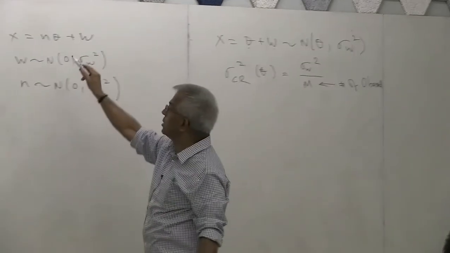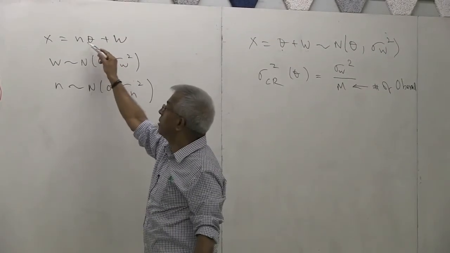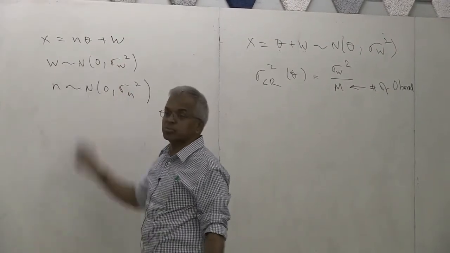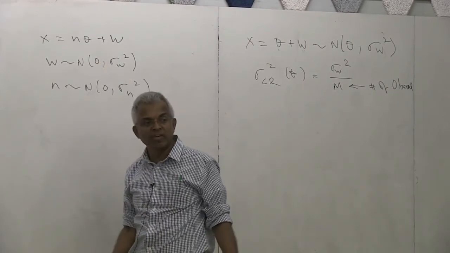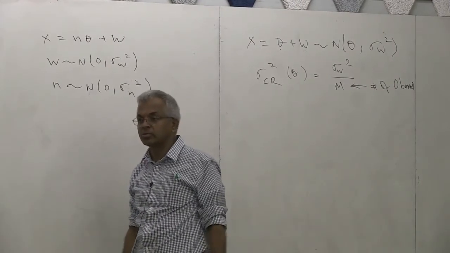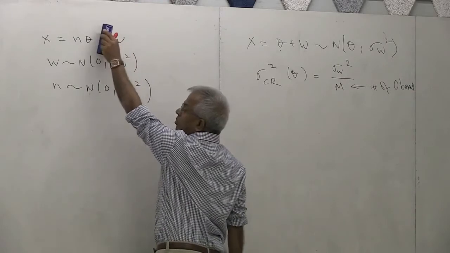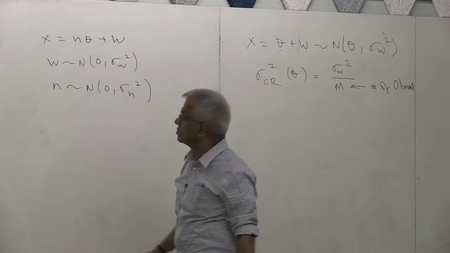So let's do, this is multiplicative noise, right? The parameter, look at this problem. The parameter gets multiplied by a random variable, and then you add. So you can even stop here if you want, but let's try to do this, okay?